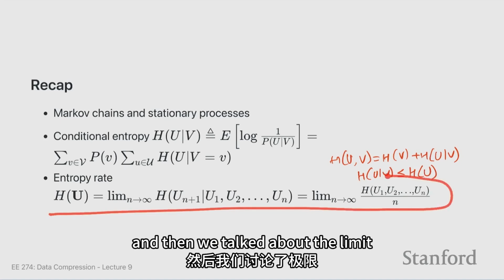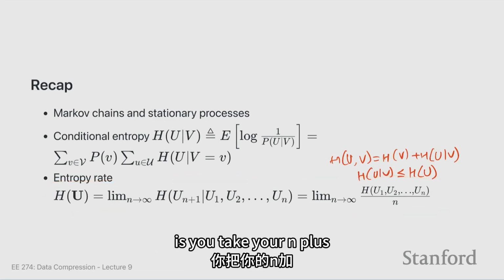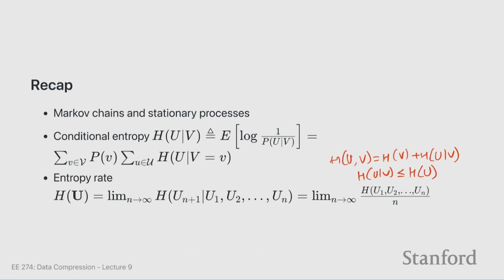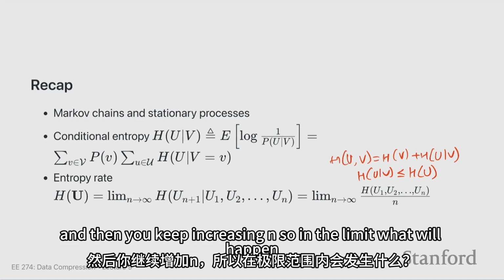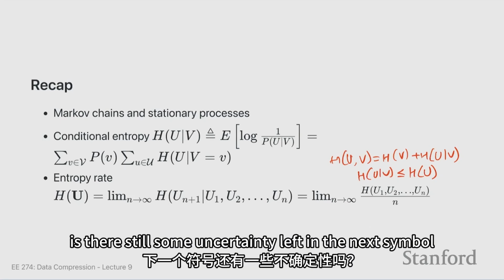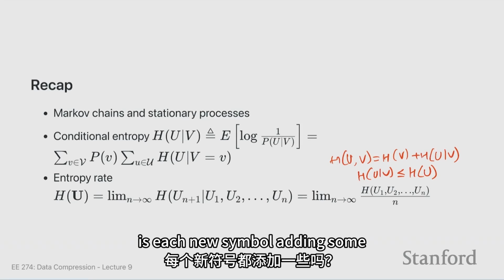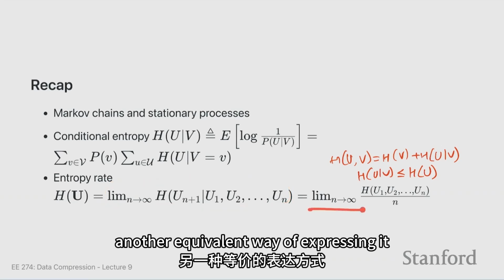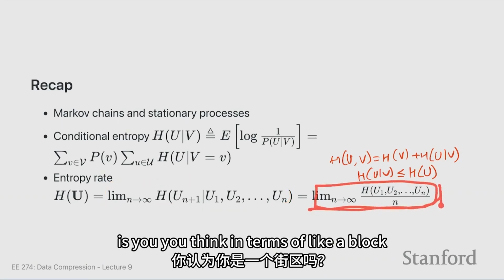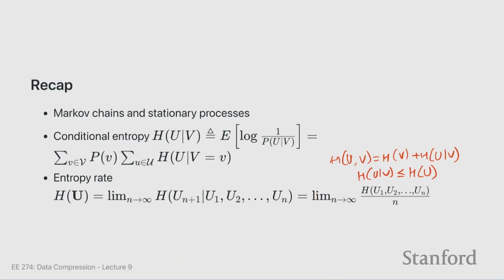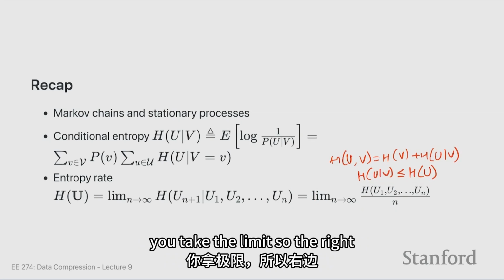And then we talked about the limit. So you have a stationary process, and what you can do is you take your n plus 1th symbol, you condition it on its entire past, and then you keep increasing n. So in the limit, you are trying to capture: given I know the entire past, is there still some uncertainty left in the next symbol? Is each new symbol adding some entropy, some randomness, some bits? And the limit is called the entropy rate. Another equivalent way of expressing it is you think in terms of a block. If I take the first n symbols and I take the average entropy, and then you keep increasing n, and then again you take the limit.